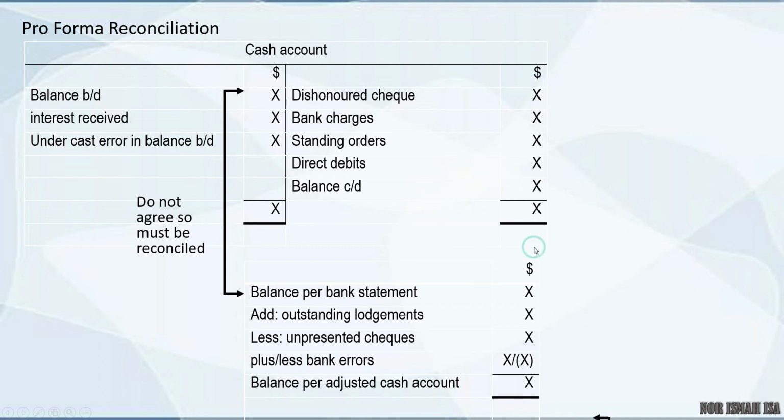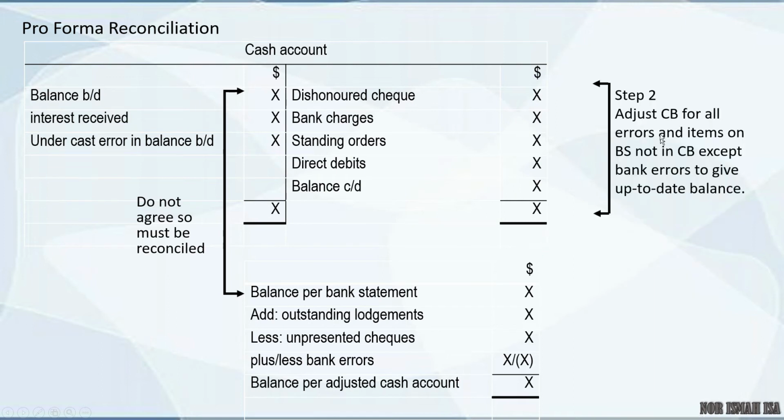And then step number 2, you adjust the cash book for all errors and items on the bank statement not in the cash book, except bank errors, to give up-to-date balances. So for reconciliation of the cash book, you just take any figure that appears in the bank statement and adjust it in the cash book accordingly.